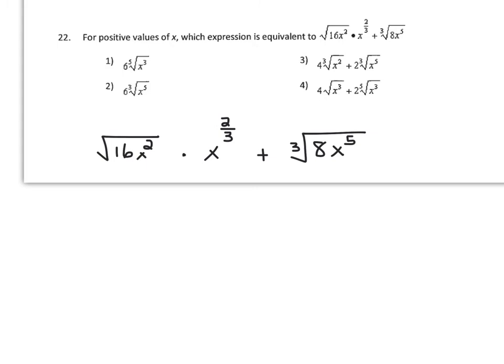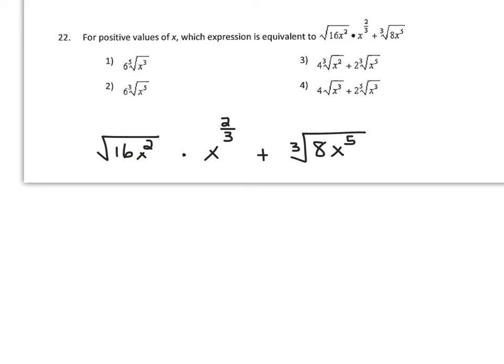Okay, number 22. Now, let's be honest, this is multiple choice. If you wanted to, you can just plug this whole thing into your calculator and hit enter, and then plug the answer choices into your calculator one by one and hit enter and see what matches up. But I'm going to do this by hand.